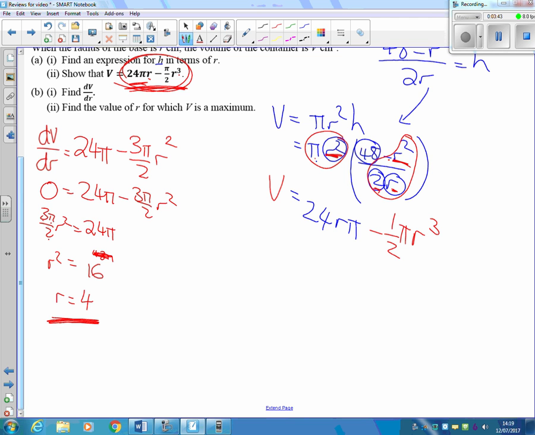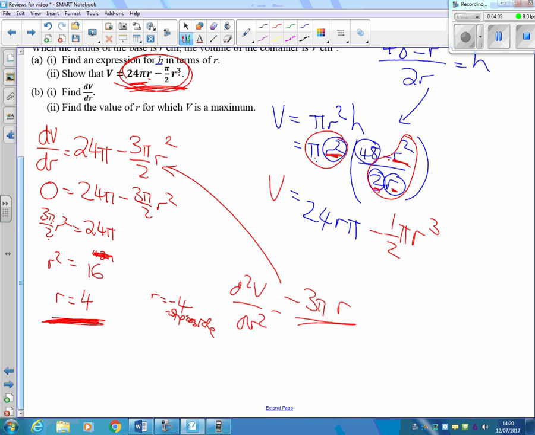Well, you couldn't have a radius of minus 4. Not possible. And so the radius that we want is a radius of 4. And that would give the maximum. We can check that we've got the maximum by doing the second derivative of this. The second derivative of this is going to be minus 3 pi times by r. I've got that because that's just a number, it's going to disappear. There's the minus here, times by the power, the 2's cancel out, so I've just got minus 3 pi r, and if r is equal to 4, then that is going to be negative. Therefore, it's definitely the maximum.